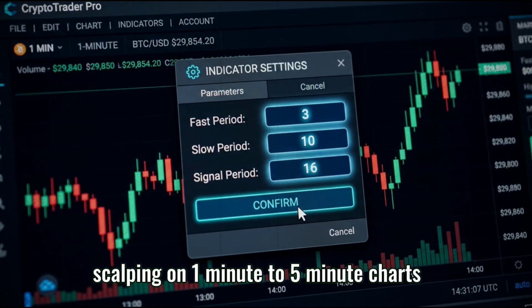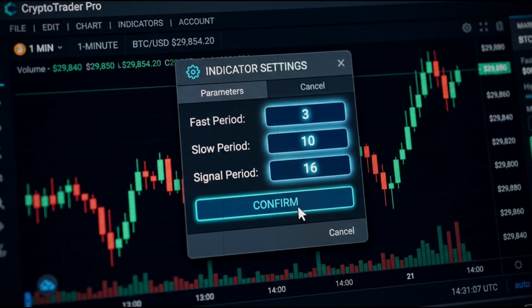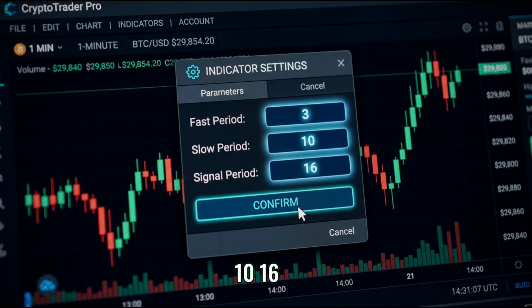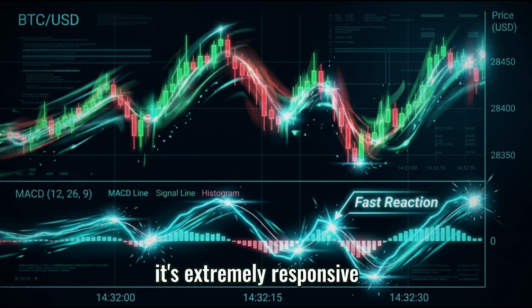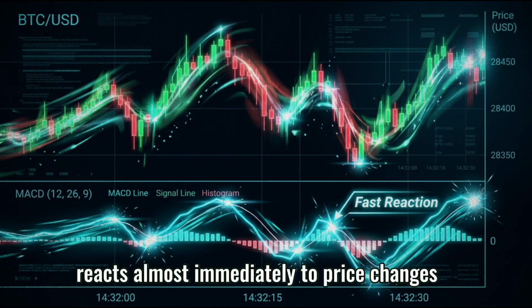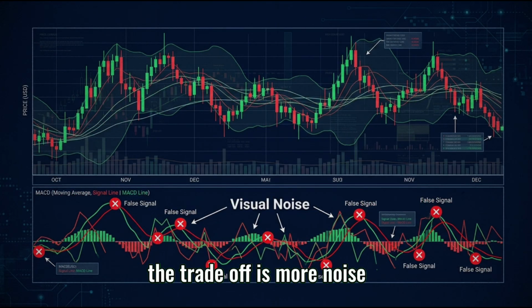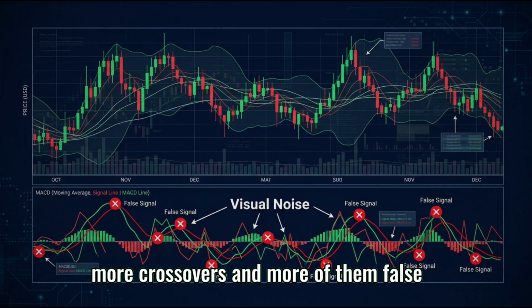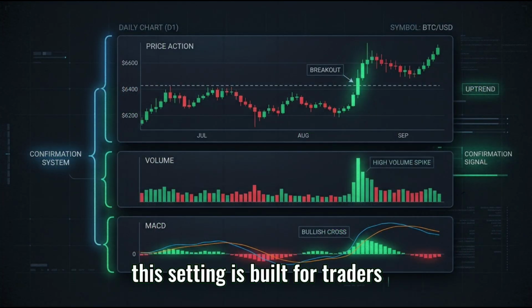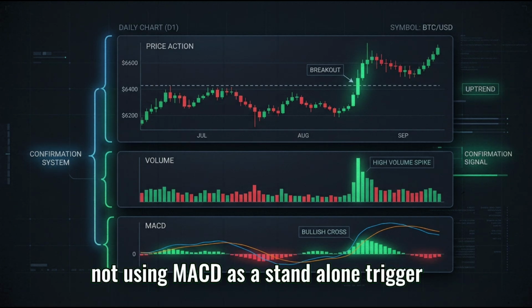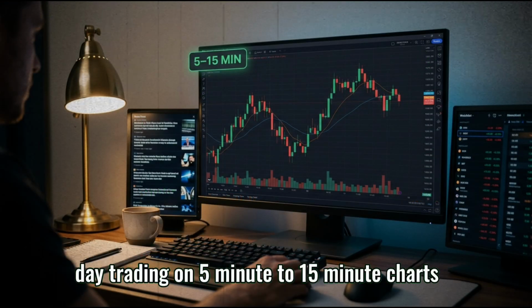Scalping, on 1-minute to 5-minute charts. The most commonly used fast setting is 3, 10, 16. It's extremely responsive, reacts almost immediately to price changes. The trade-off is more noise, more crossovers, and more of them false. This setting is built for traders already filtering signals with price action or volume, not using MACD as a standalone trigger.